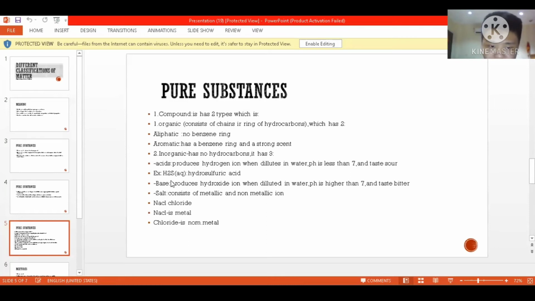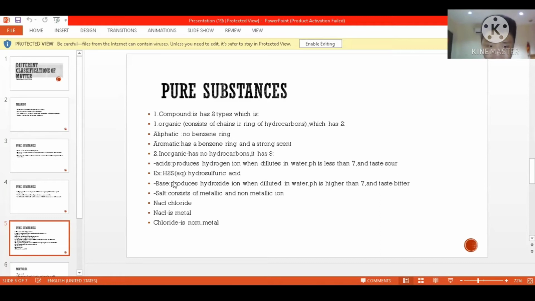It has three types. One is acids, which produce hydrogen ions when diluted in water. pH is less than 7 and it tastes sour. Examples are H2S and HCl, hydrosulfuric acid.